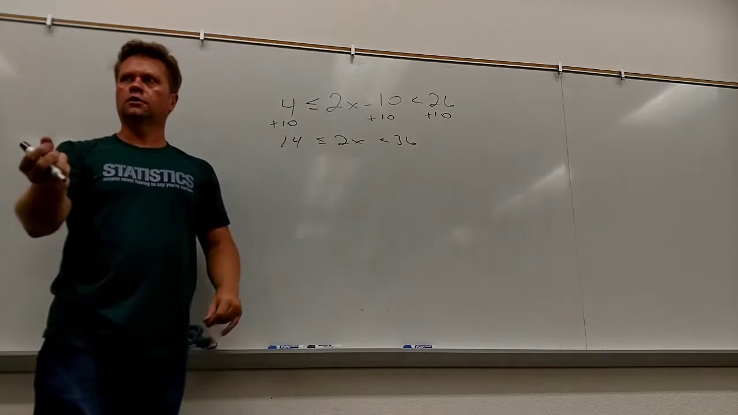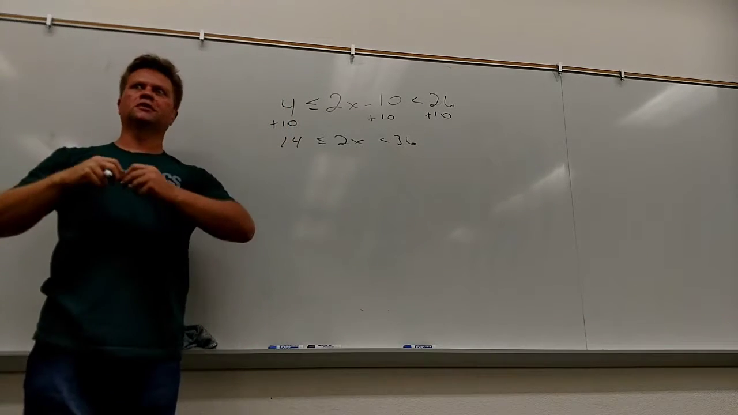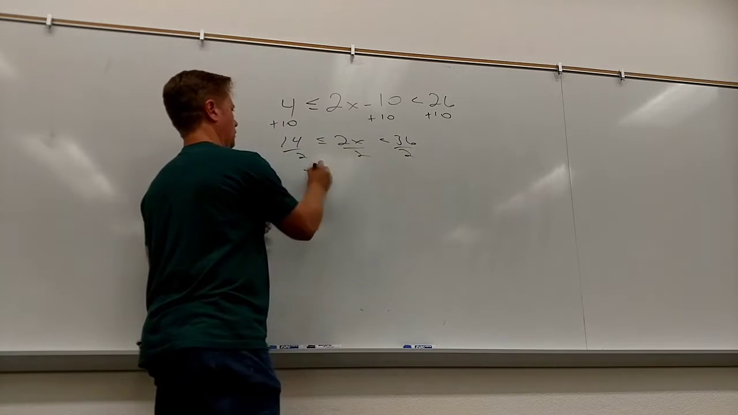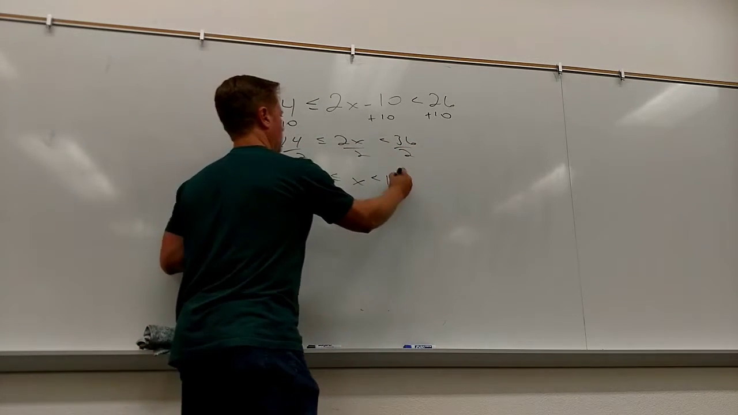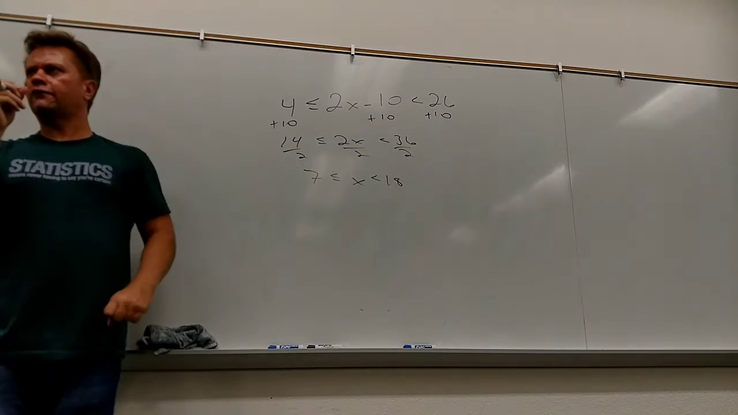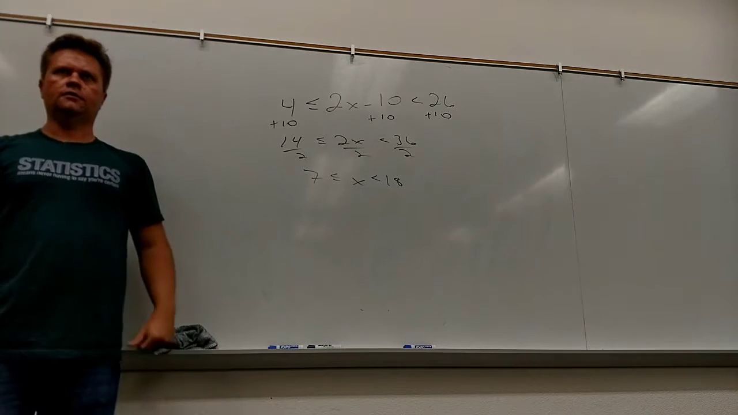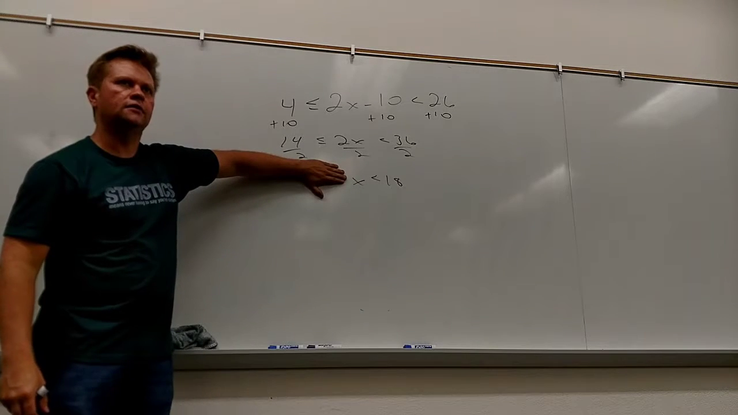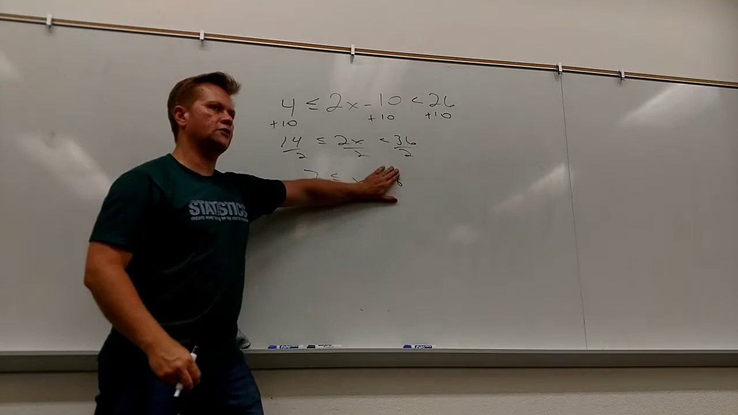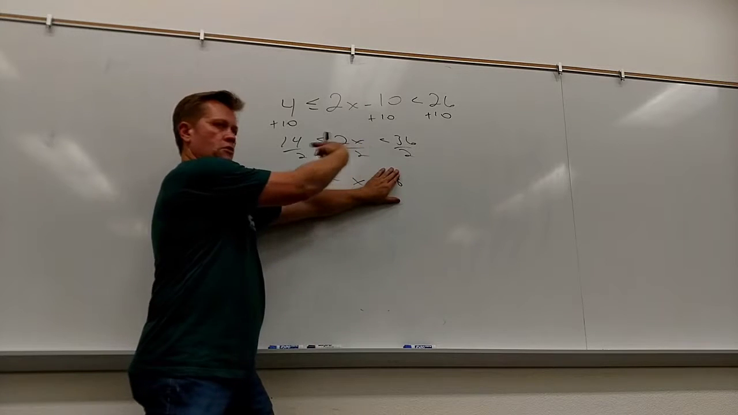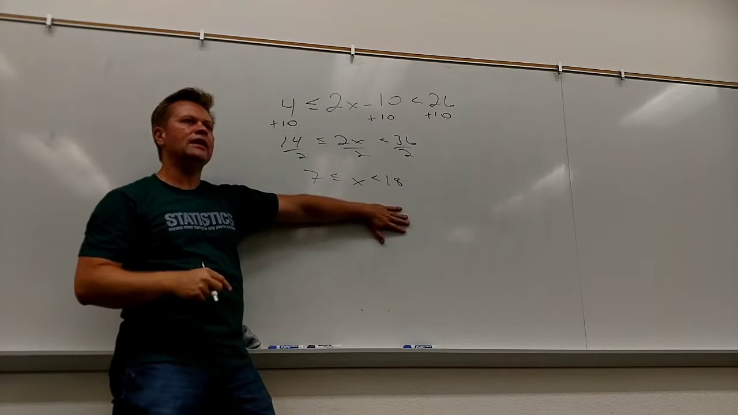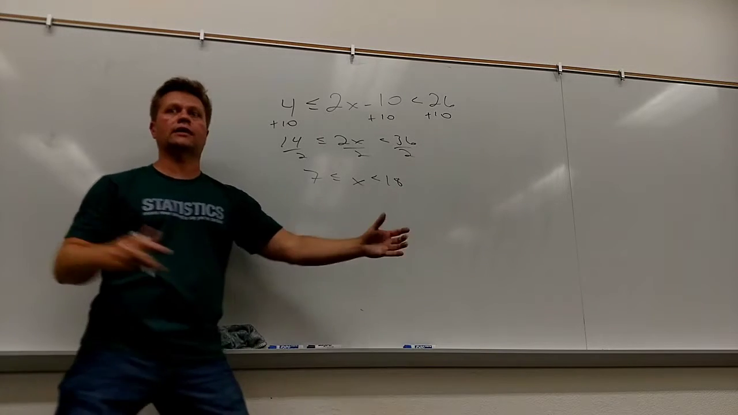And then, of course, you divide by 2 to everybody. Can you guys see how this is a form of "and"? This is a hidden "and". X has to be less than 18, and X has to be greater than or equal to 7. So this is a hidden "and", but you can really see that this is a sandwich.